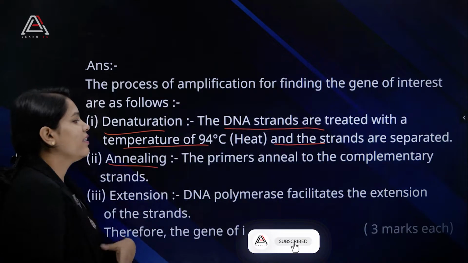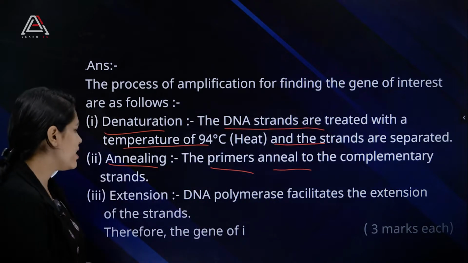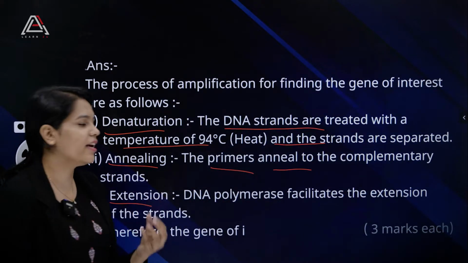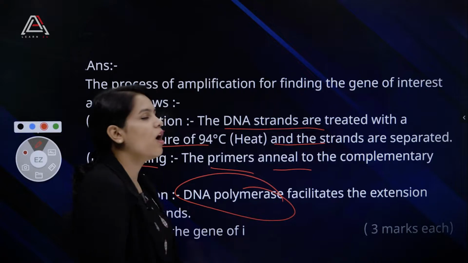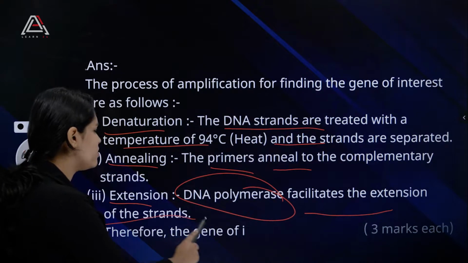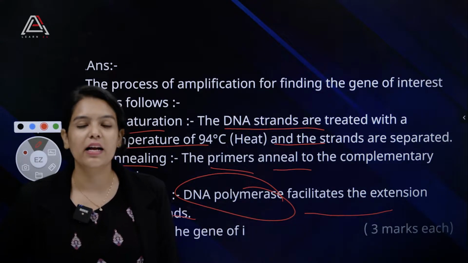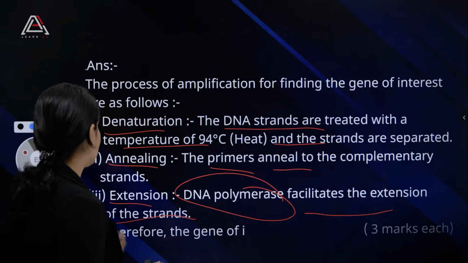Next step, annealing. Here they are using a primer to anneal the complementary strand. Alright. Next step is extension. They are using the DNA polymerase. What does it do? It basically facilitates the extension of the strand. And what happens? A gene of interest is being amplified. Very simple, right? Very simple.